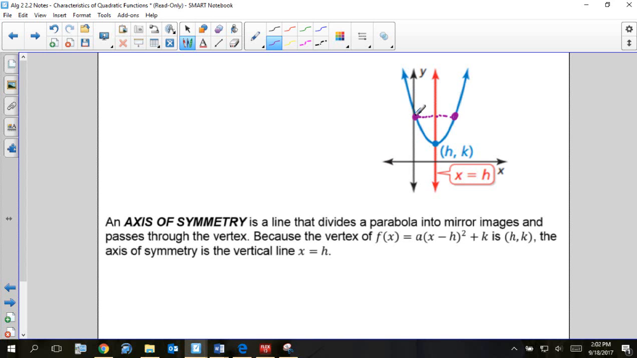The axis of symmetry, when it's in vertex form, when we have f of x equals a parentheses x minus h squared plus k, the vertex is (h, k). And remember I told you the axis of symmetry is always x equals whatever is in the x spot of the vertex. So this axis of symmetry, x equals h. Every time, x equals.